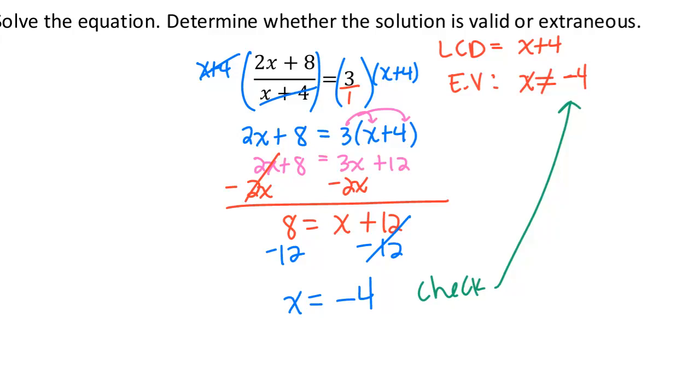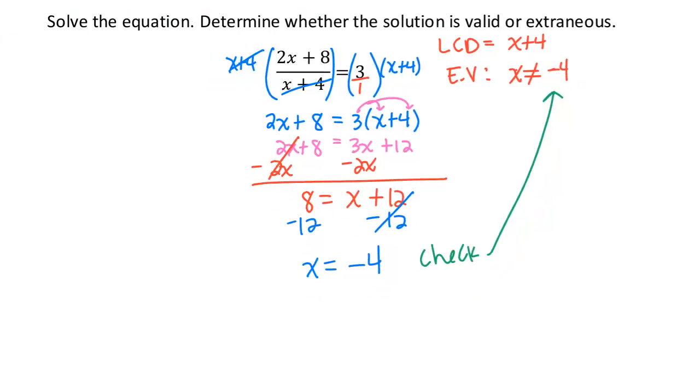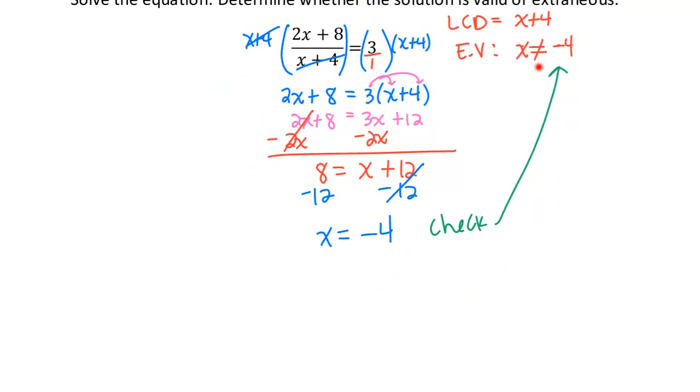Is negative 4 an excluded value? Yes. Negative 4 is an excluded value. That is what I got. So that means this is extraneous. Because that's extraneous, that means we actually have no solution.